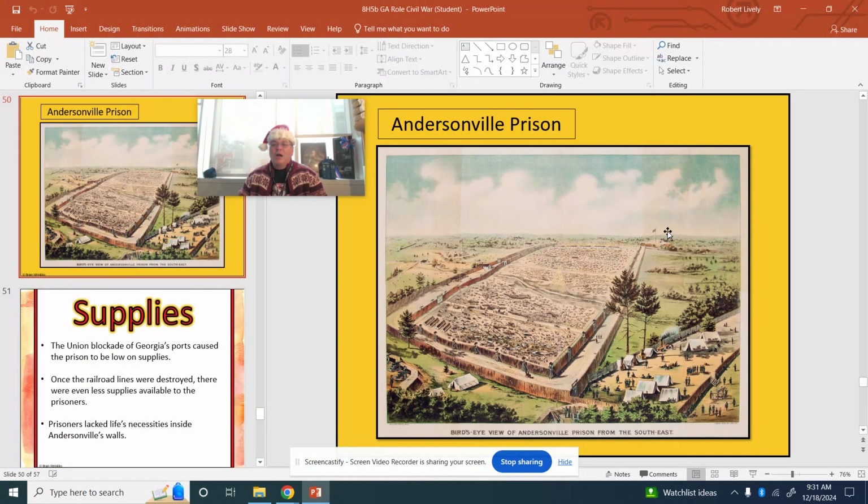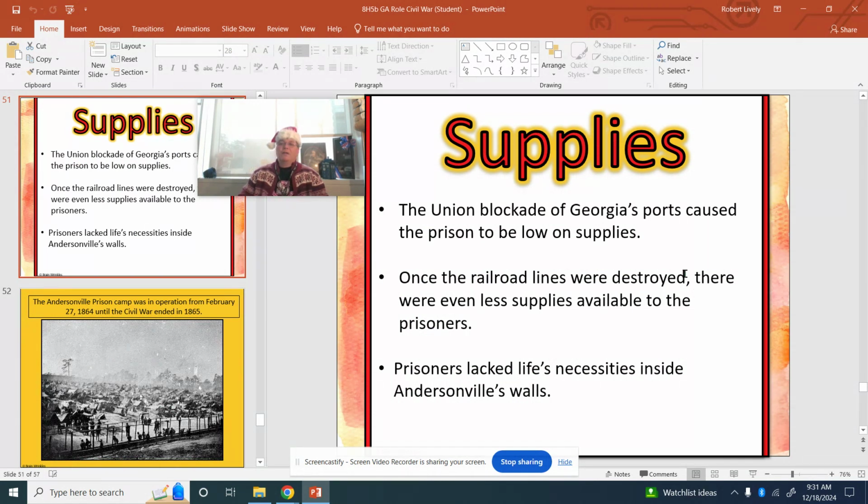Everybody got sick. All they did was take this big field and build a fence around it. That's all they did. All right? It was pretty harsh. Supplies, because they had cut off all the supplies coming from Atlanta further south where Andersonville was, they couldn't get any food. And that's what the commander had said.